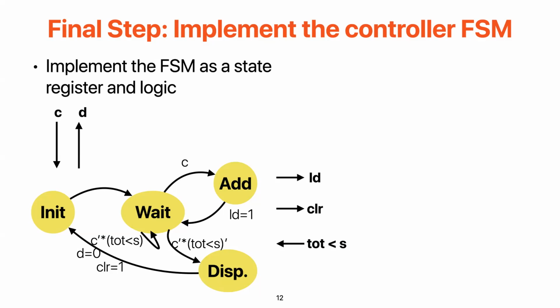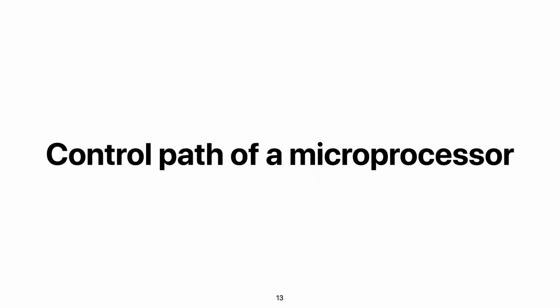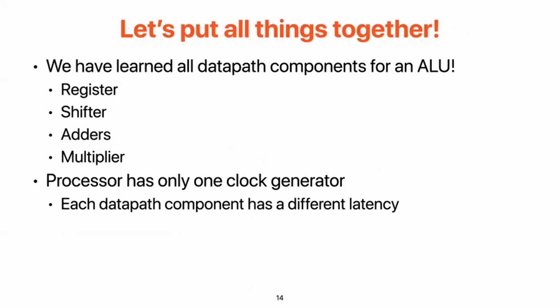So this is the example given by the textbook. It's overly simplified, but let's try another example using the stuff that you have learned before. Let's see how to build a control path of our microprocessor. So we have learned this stuff so far. We have register, we have shifter, we have adders, we have multipliers. And the processor, remember, we have only one clock generator. But as you learn, the timing of them are very different. So how can you control these data path components and make them work correctly?